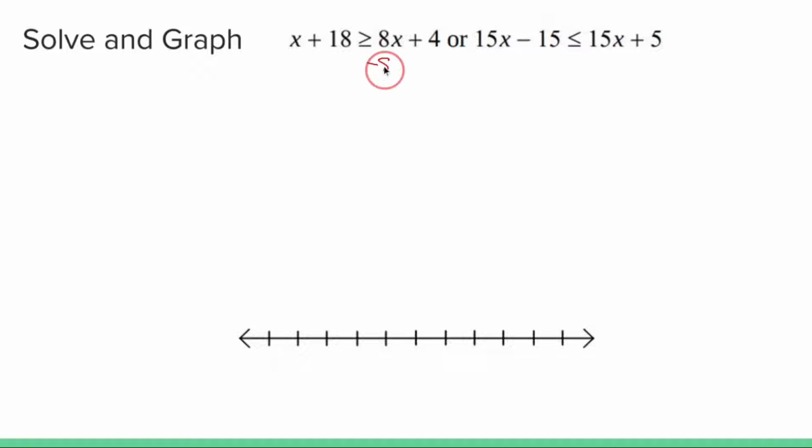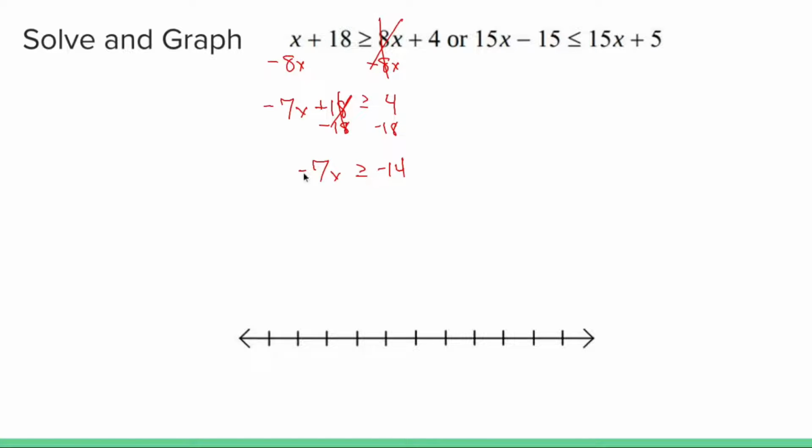I always like having my variable on the left side, so we'll subtract 8x from both sides like so. Regular x minus 8x is negative 7x. Drop down to plus 18, drop down to greater than or equal to, drop down to 4. Now it's a two-step inequality. Subtract 18, cross you out, drop down to negative 7x is still greater than or equal to negative 14.